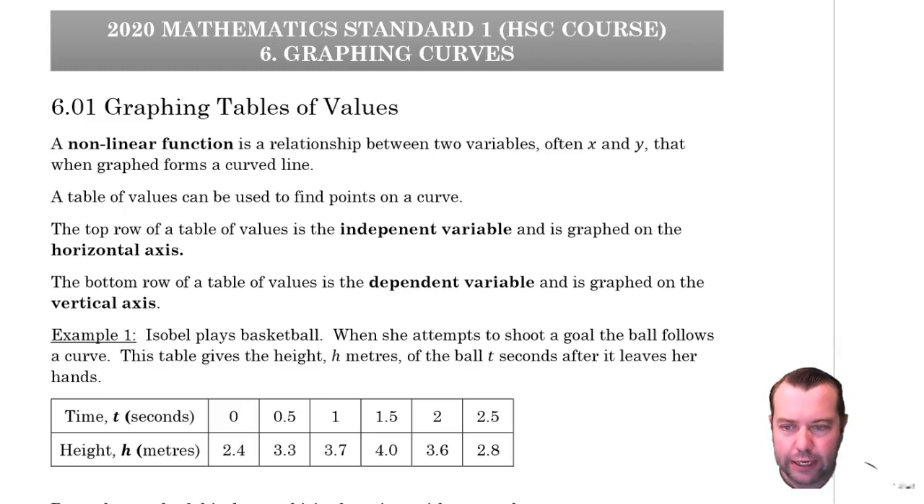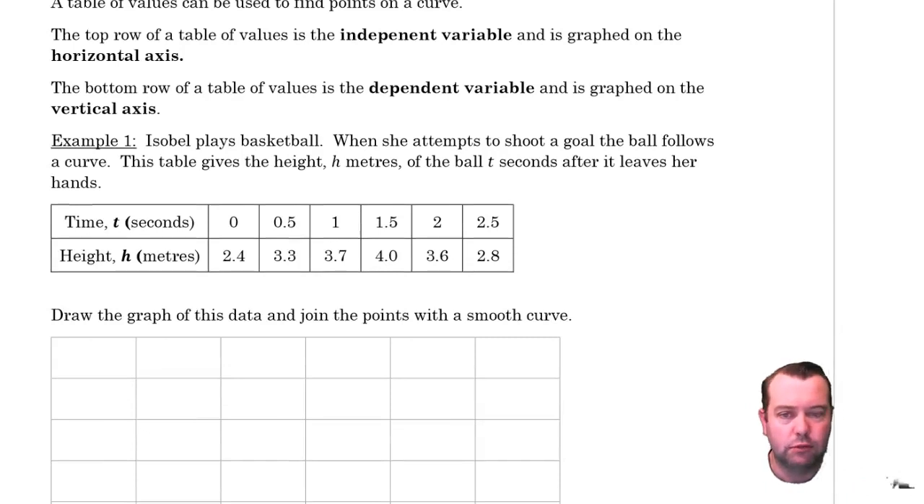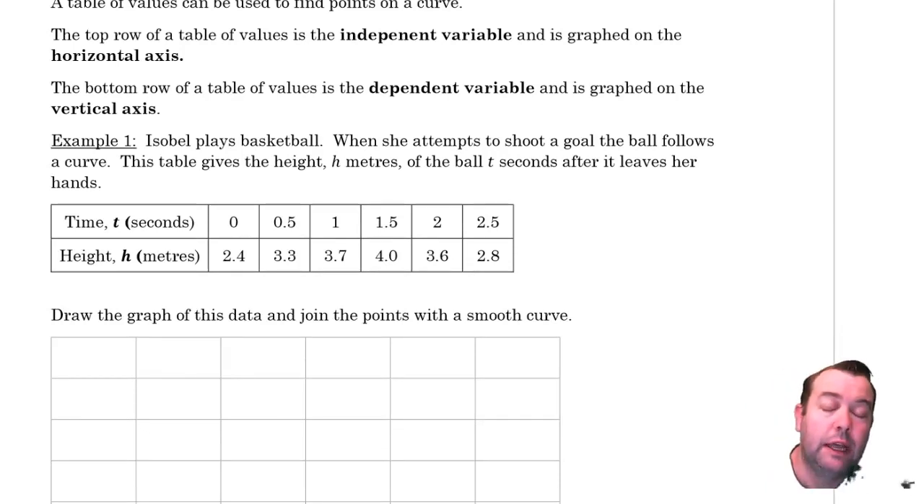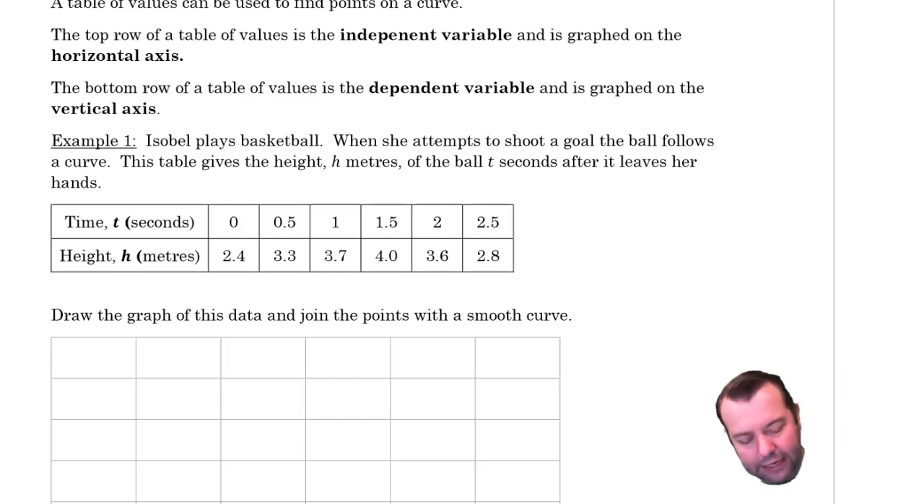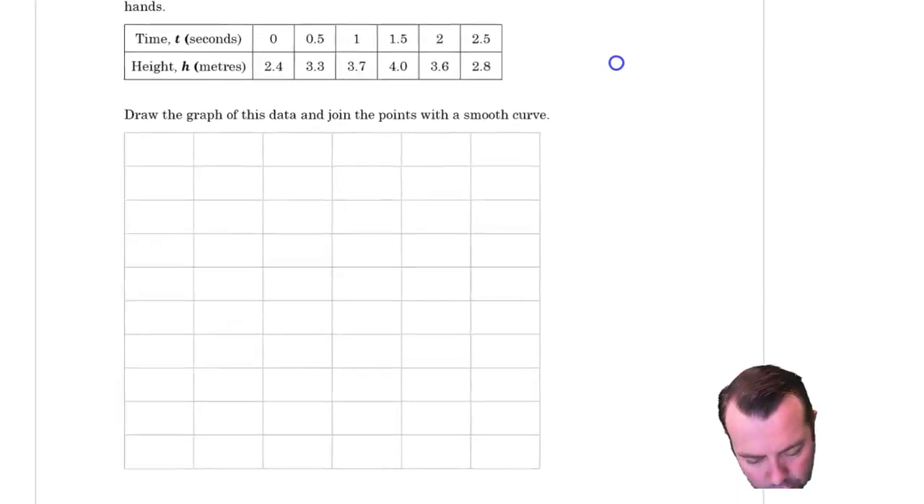We're going to jump straight in here to an example. Here we go. Isabel shoots a ball, records the height and time. The height would seem to be dependent on the time. That makes time independent and height dependent. Time, the independent variable, goes on the horizontal axis. So we're going to try graphing this.